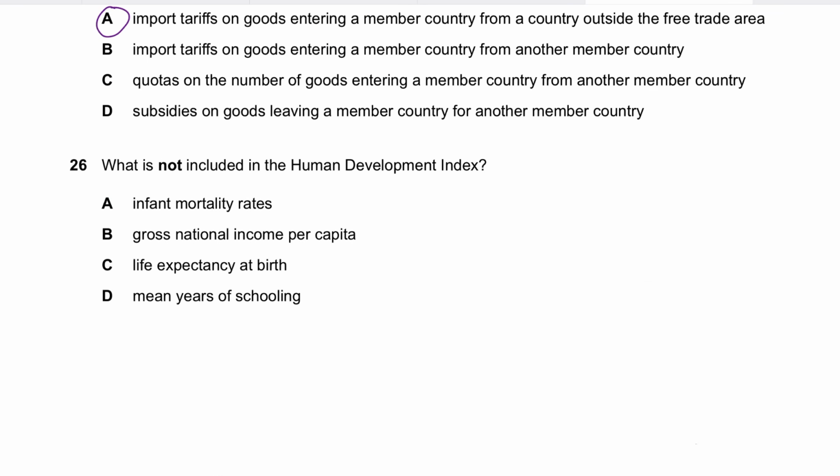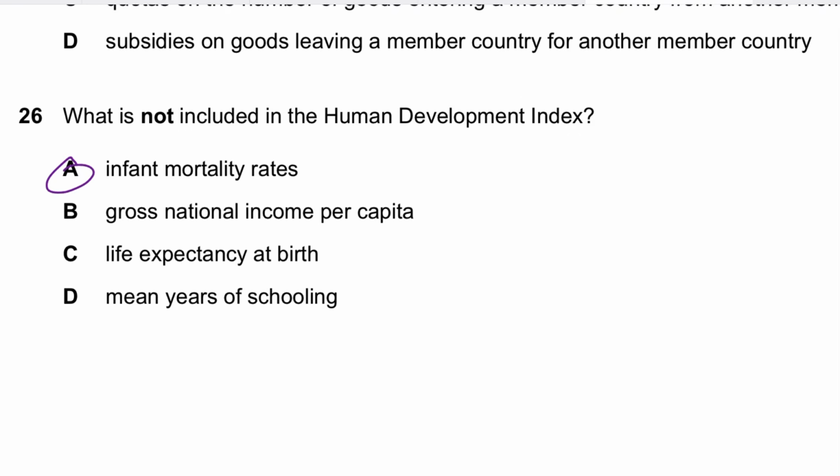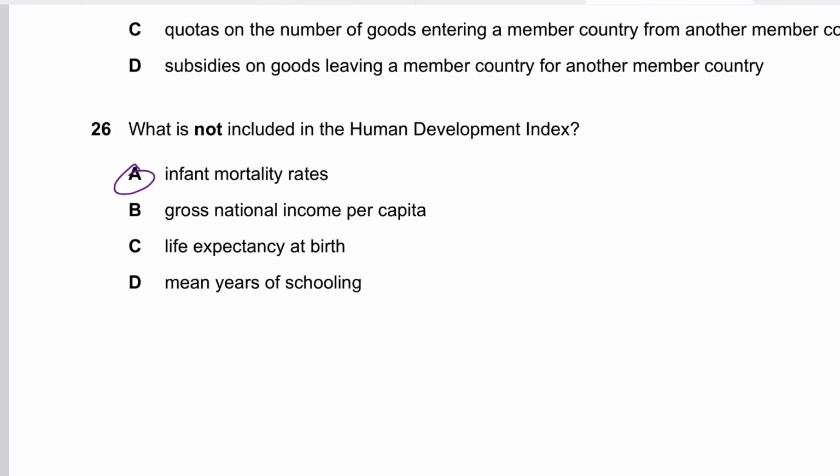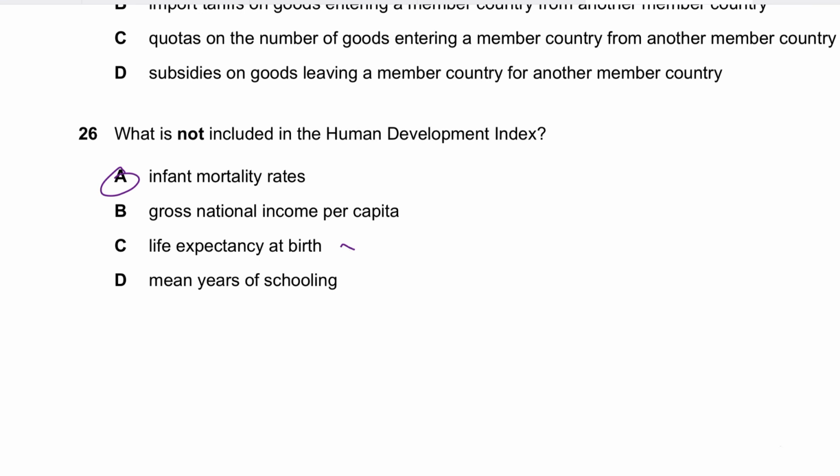Again, easy question. What is not included in the Human Development Index, HDI? The correct answer is A, infant mortality rate. HDI is a broader measure of development rather than GDP alone. It's a composite index that measures 3 dimensions: health, measured by life expectancy at birth; education, measured using mean years of schooling or expected years of schooling; and it measures GNI per capita as well. So the only thing it doesn't measure is infant mortality rate, right?